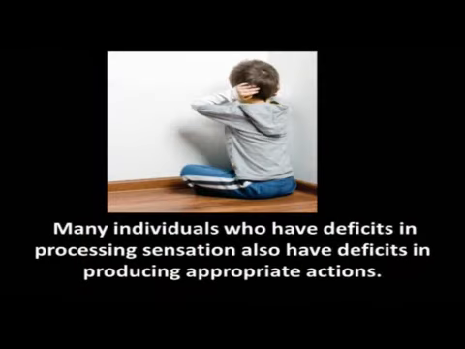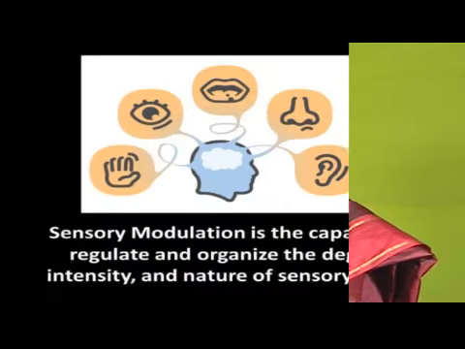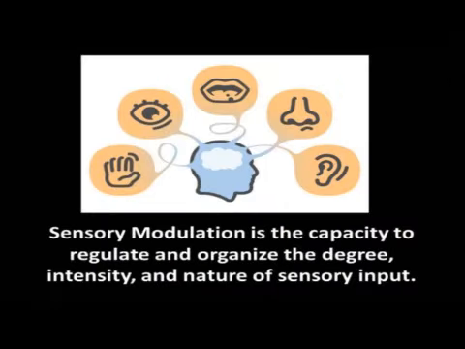Many individuals who have deficits in processing sensation also have deficits in producing appropriate actions, which interfere with learning and behavior. There are three components to consider when discussing an individual's sensory processing ability: sensory modulation, sensory integration, and praxis. Sensory modulation is the capacity to regulate and organize the degree, intensity, and nature of sensory input, not over or under reactive response, in a graded and adaptive manner.